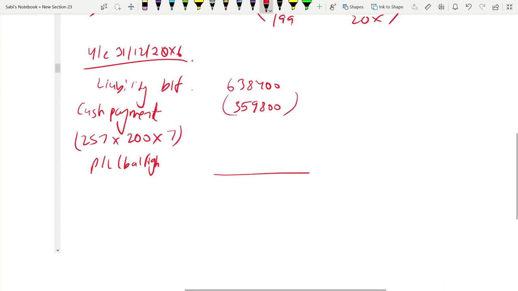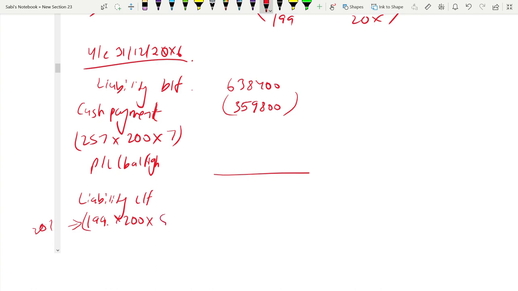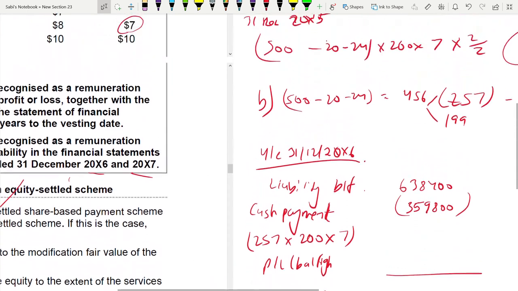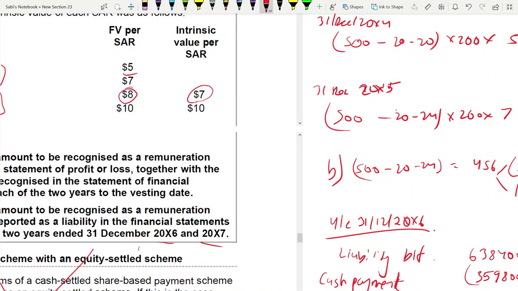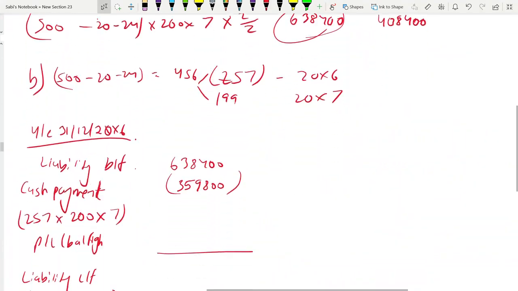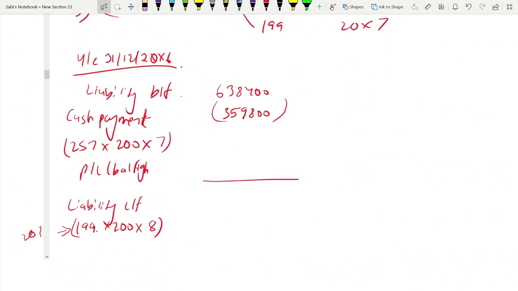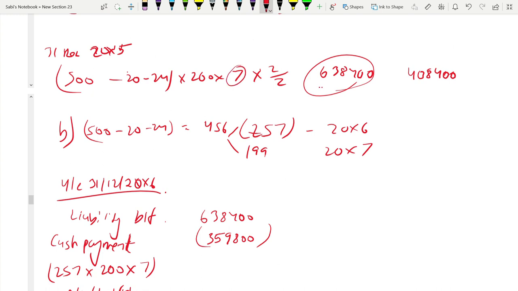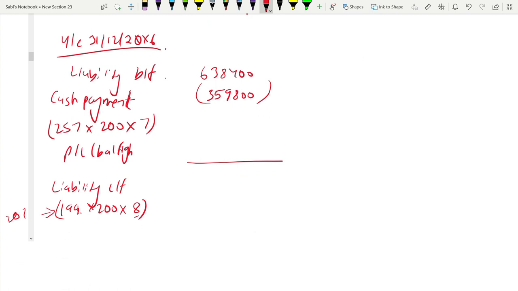Okay, once you deduct, profit and loss is the balancing figure. Closing balance, liability carried forward. How much? 199. See, this 199 is for 2007. Closing balance of 2006 will be the opening balance of 2007, right? That's why 199 into 200 share appreciation rights, into, sorry, the fair value, 8. It is this 8 that you have to take as fair value when you're taking the closing balance, because every year you have to remeasure. When you're taking the closing liability, you have to take 8, the fair value, which is 318,400. So the balance, profit and loss is the balancing figure, 39,800.